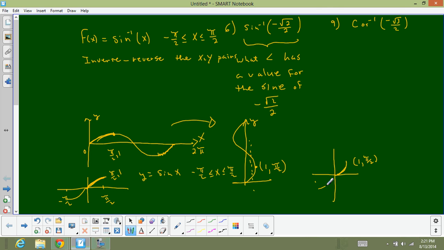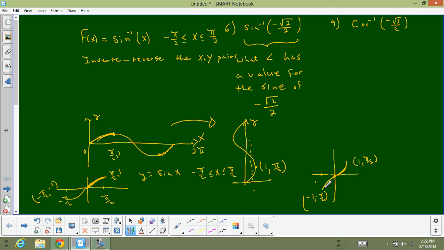And now all these other values, they're going to fall right in here. So I made that the wrong way. Sorry about that. Let me just patch that up. I want that to go this way. So this point back here, which was on the regular sine function at negative pi over 2 comma negative 1, is now at negative 1, negative pi over 2.